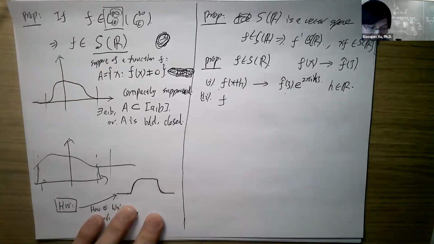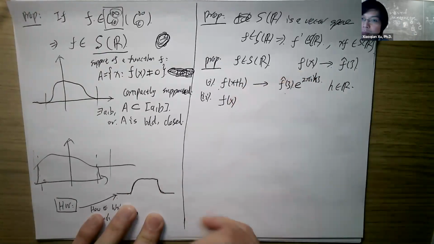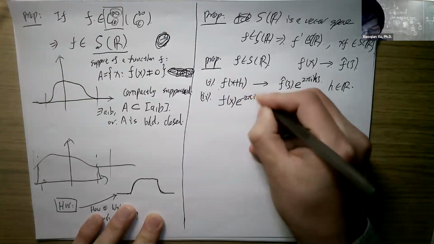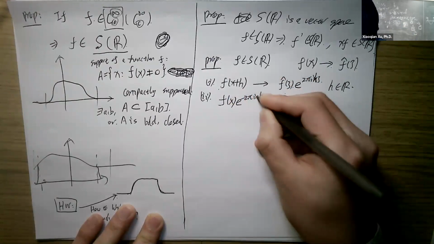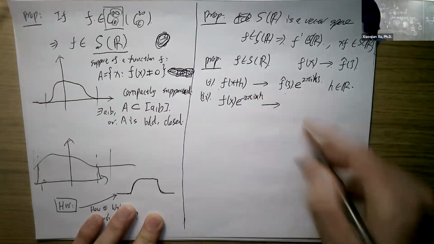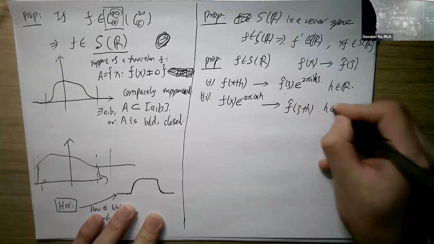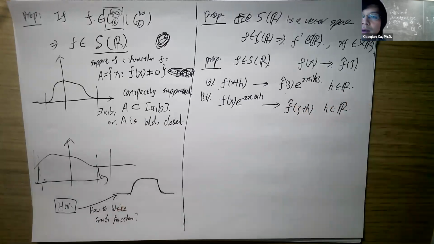And if you multiply your function by e to the minus 2 pi i x h, then if you do the Fourier transform, it is f hat of xi plus h, for h in R. So it has some kind of duality, which looks much better than those Fourier coefficients or Fourier sequences. Actually, they are the same, but they're just not as good as this one.